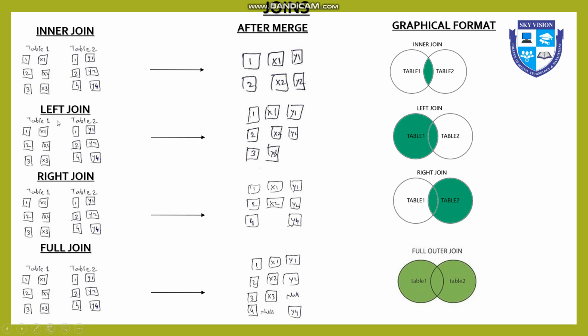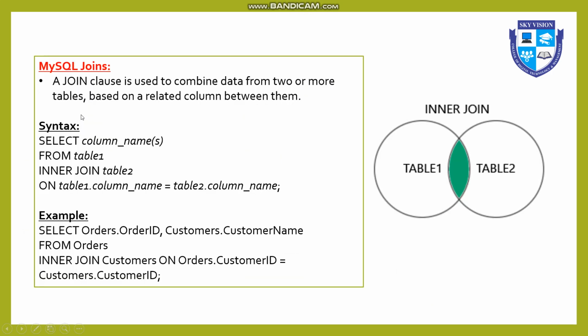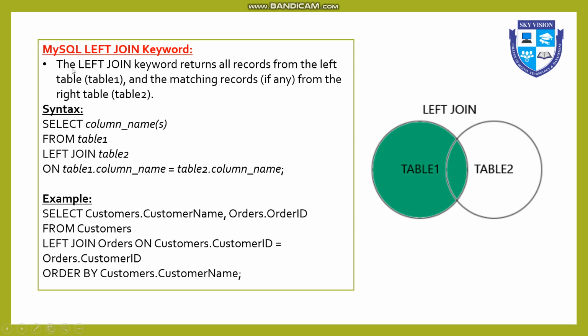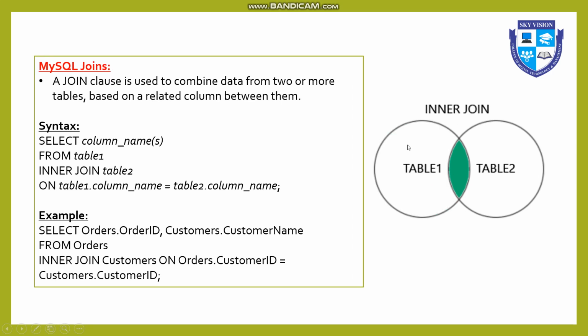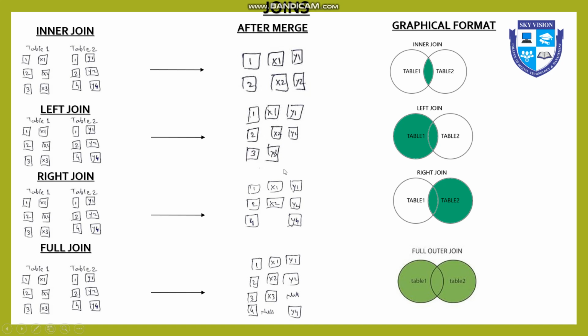After that we have the second, which is called the left join. What is the left join? The left join keyword returns all the records from the left table, that means table number 1, and the matching records, if any, from the right table, table number 2. Simply, in the left join we are focusing on the left side table.